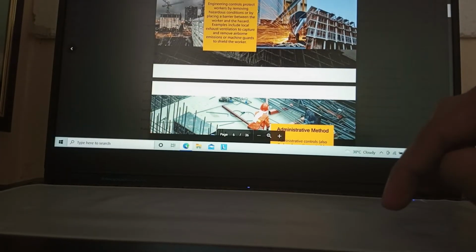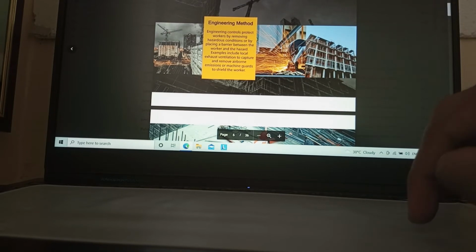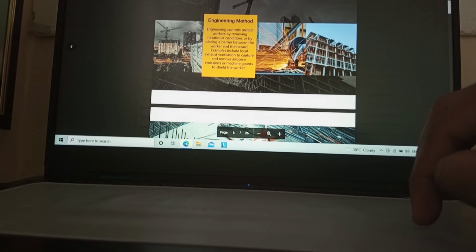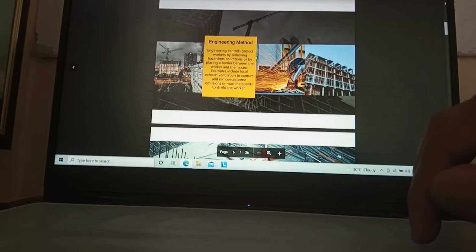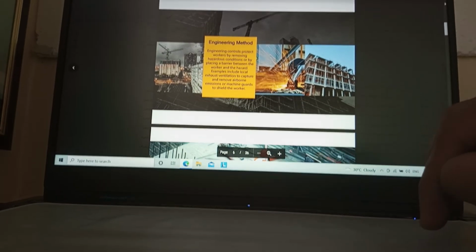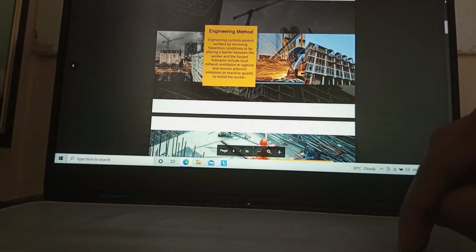Hazard control measures. Engineering controls protect workers by removing hazardous conditions or by placing a barrier between the worker and the hazard. Examples include exhaust ventilation to capture and remove airborne emissions, or machine guards to shield the worker.